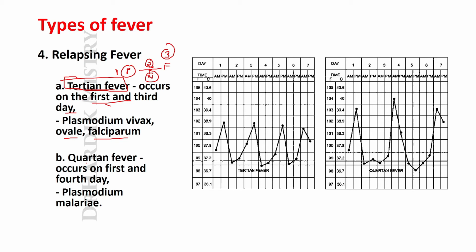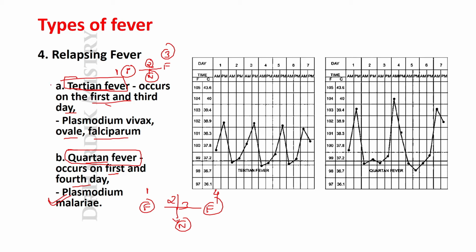Second one, quartan fever. It occurs on the first and fourth day. That means, for example, today fever occurs, so it's day number 1, and the second time the fever will occur on the fourth day. So on the second and third day, the body temperature remains at a normal level. When this type of fever happens, it is known as quartan fever. It is seen in patients with Plasmodium malariae.